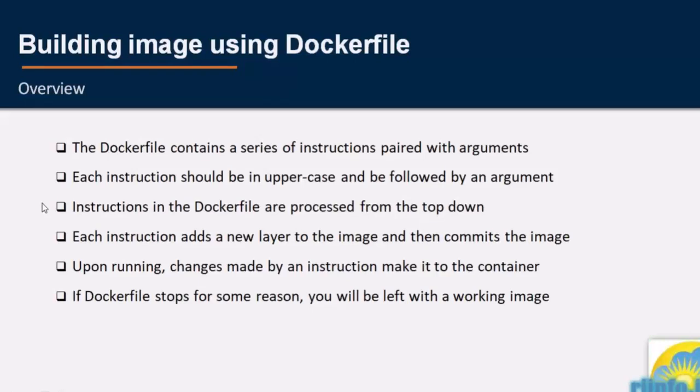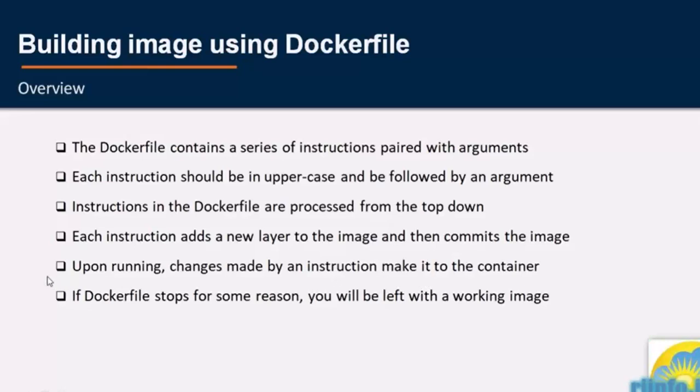Each instruction adds a new layer to the image and then commits the image. When a container is spun from the image, changes made by each instruction in the image are available in the container. This is kind of obvious as well, since the container is a running instance of the image. The next instruction in the file is executed and the process repeats until all the instructions have been executed.